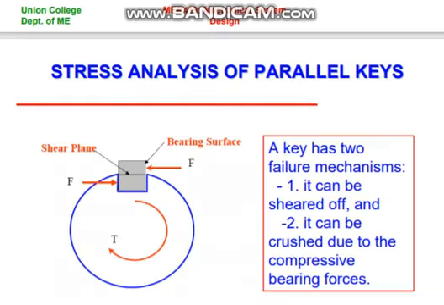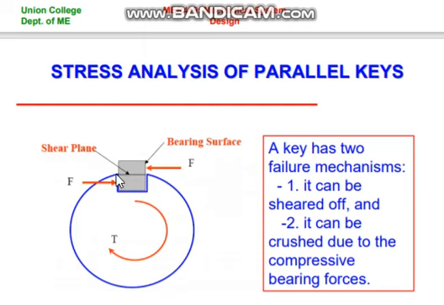And here, the stress analysis of the keys: we have seen that a key has two failure mechanisms. It can fail in shear. That means this is the shearing plane, along the entire length.